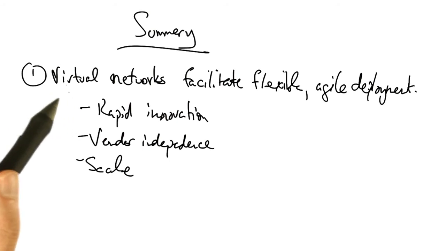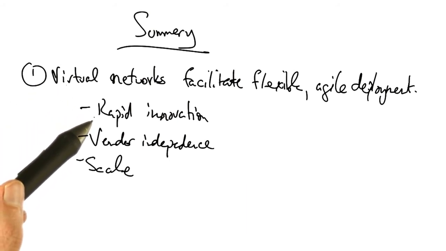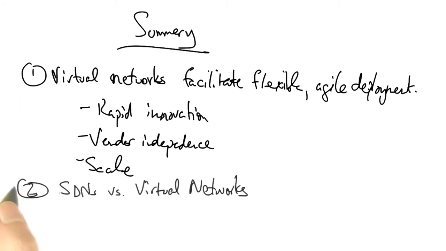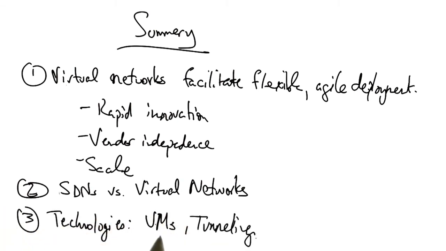In summary, virtual networks facilitate flexible, agile deployment by enabling rapid innovation at the pace of software, vendor independence, and scale. We talked about the distinction between SDNs and virtual networks, as well as various technologies that enable virtual networks, such as virtual machines for creating virtual nodes and tunneling for creating virtual links.